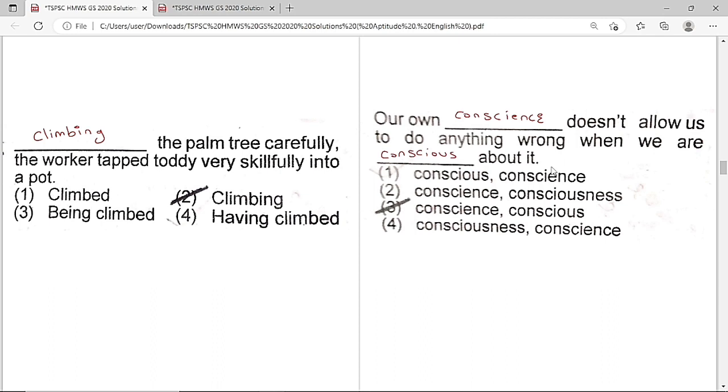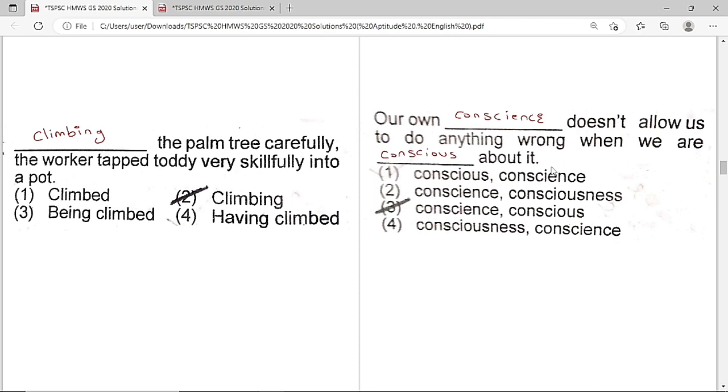Conscience means a person's moral sense of right and wrong. Conscious means having knowledge of something, awareness. Our own conscience, a person's moral sense of right and wrong, doesn't allow us to do anything wrong when we are conscious about something, having the knowledge or awareness of it.